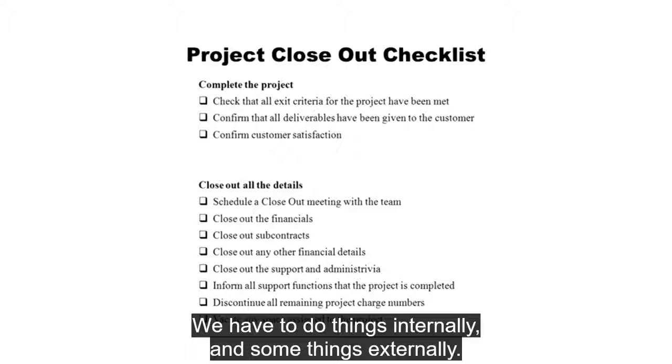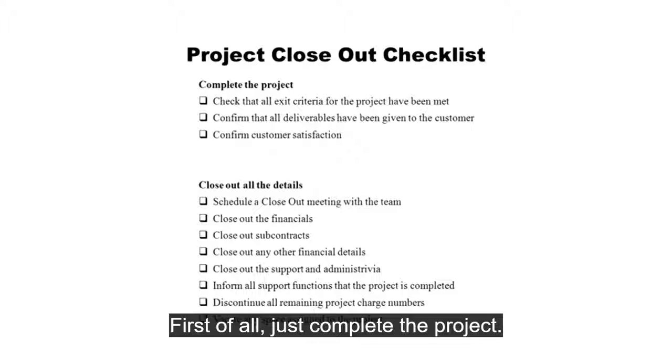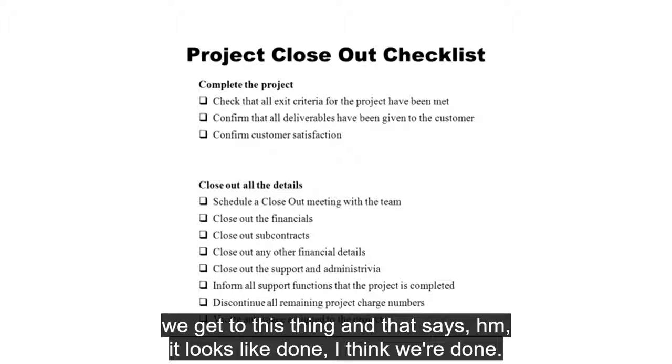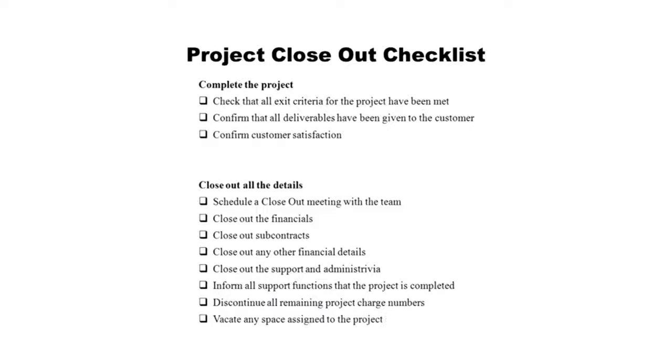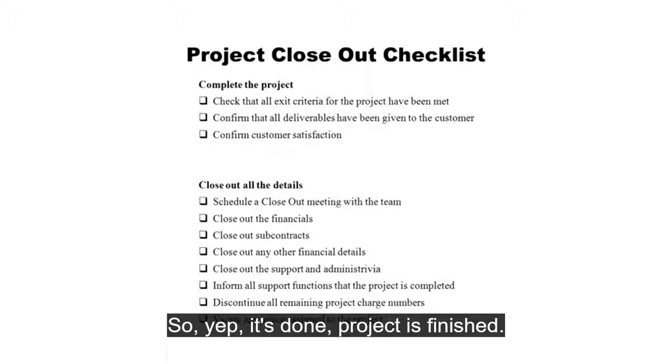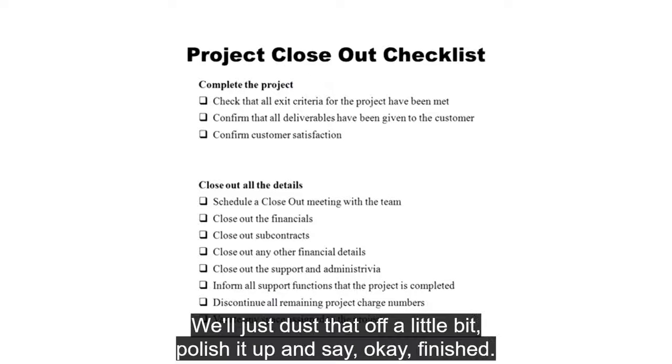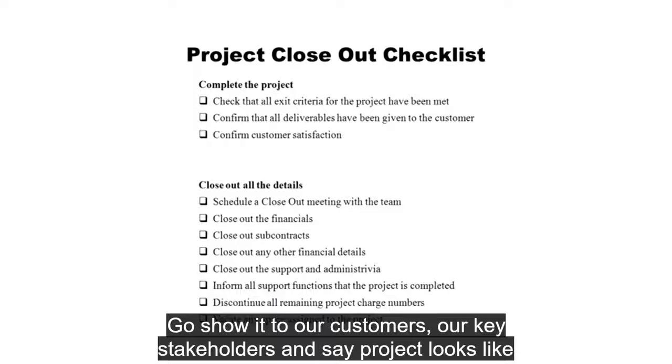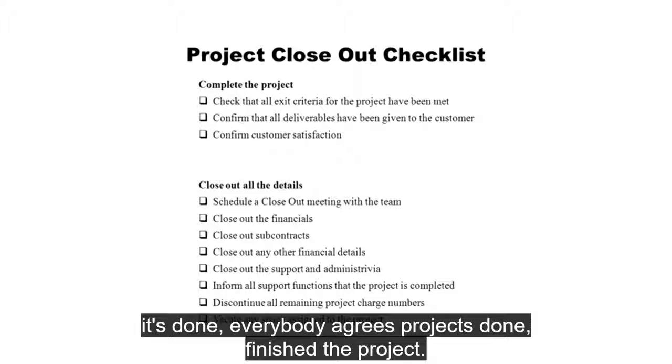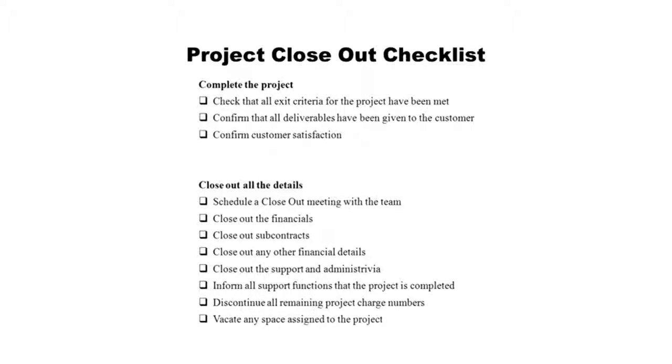We have to do things internally and some things externally. First of all, just complete the project. We started off with done looks like this. Now we're moving along and we get to this thing that says, looks like done. I think we're done. You say, yep. That's done. Project is finished. We just dust that off a little bit, polish it up, and say, okay, finished. Go show it to our customers, our key stakeholders, and say, project looks like it's done. Everybody agrees, project's done. Finish the project.